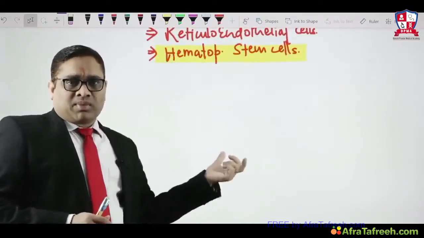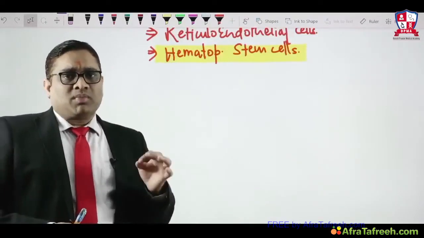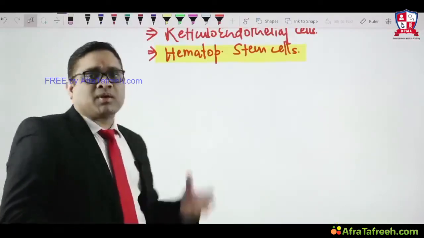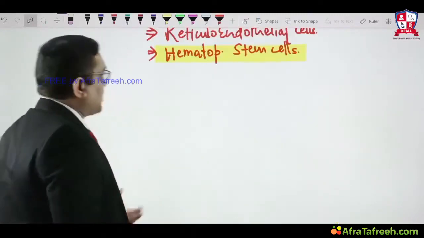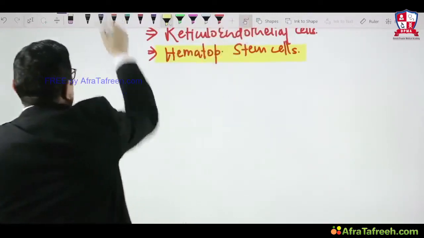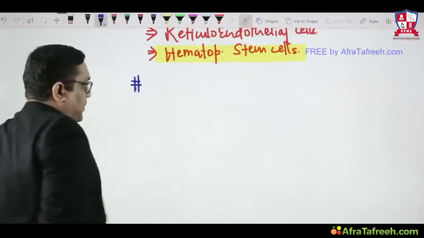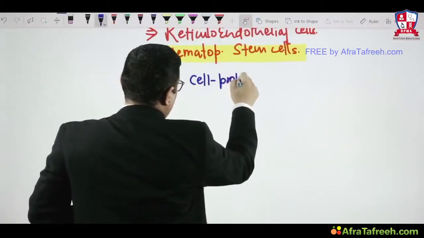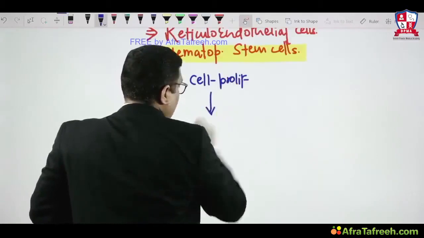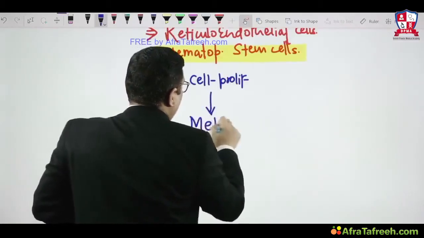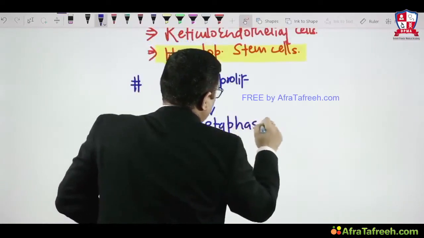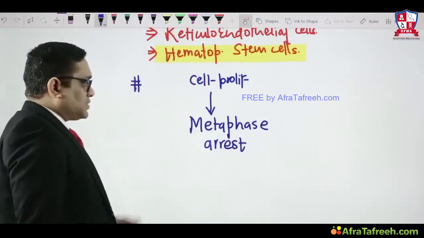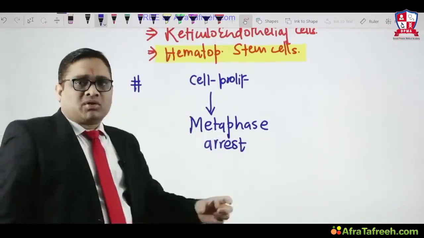Now in karyotyping, the ideal fixative is methanol plus glacial acetic acid, which is called Carnoy's fluid, right? So we have taken the sample and fixed it in Carnoy's fluid, and after some time we will see the karyotyping. For karyotyping, first we allow the cells to proliferate. Then, while cell proliferation is going on, we perform metaphase arrest.